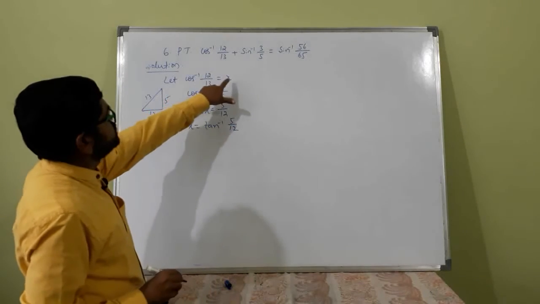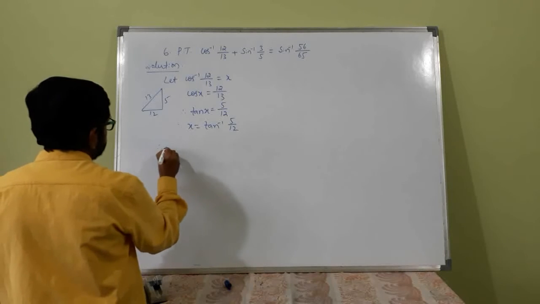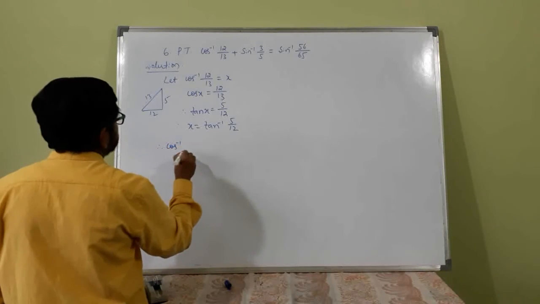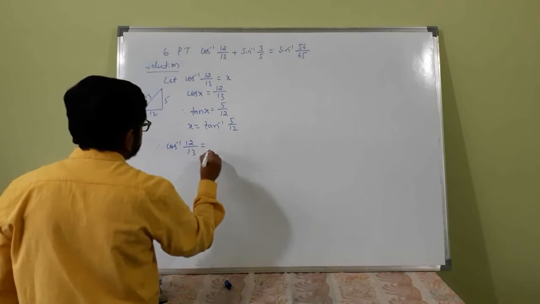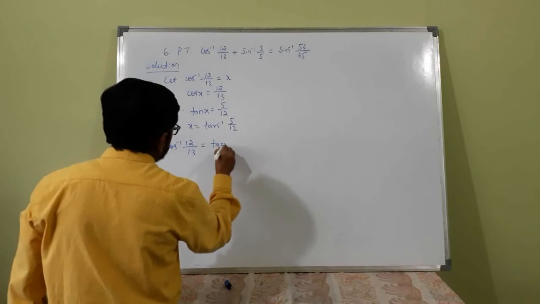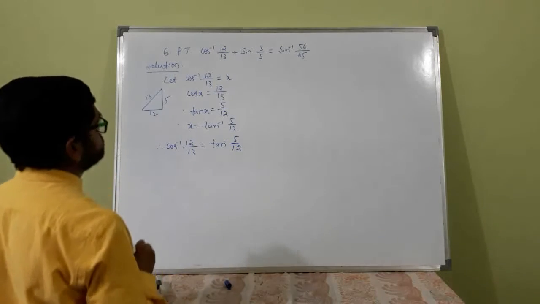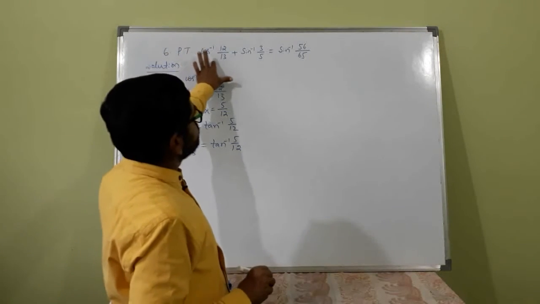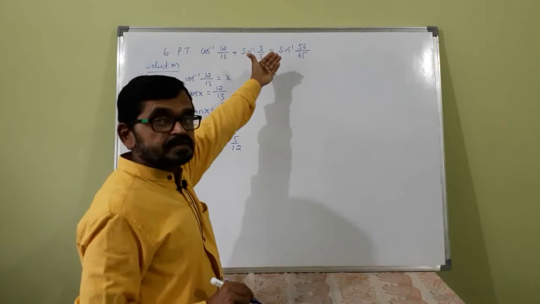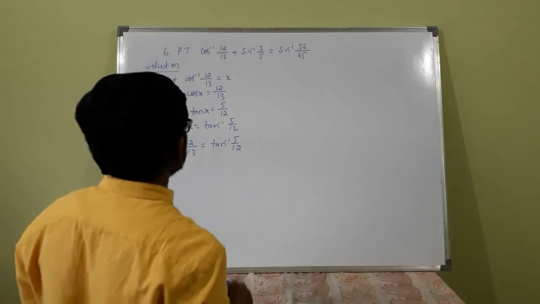Cos inverse of this is also x, that is cos inverse 12 by 13 is equal to tan inverse 5 by 12. Okay, this first term is over. We have to convert the other trigonometric ratios into tan inverse form.